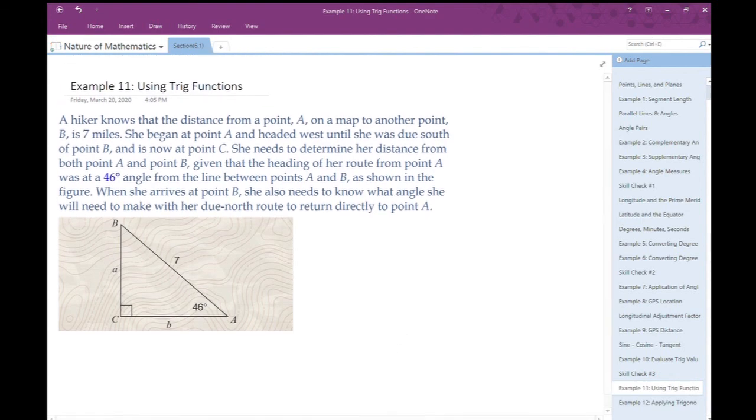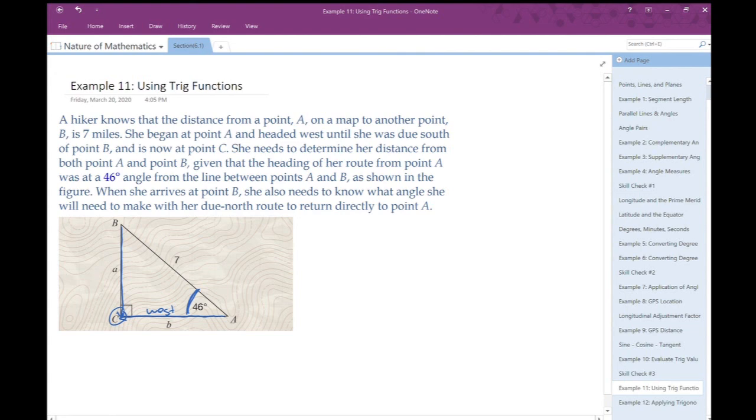All right, example 11. A hiker knows that the distance from point A on a map to another point B is 7 miles. She began at point A and is headed west until she was due south of point B. So she's heading west until she's due south of point B, and is now at point C. So here we are. Okay, she needs to determine her distance from both point A and point B, given that the heading of her route from point A was 46 degrees from the line between points A and B as shown in the figure.